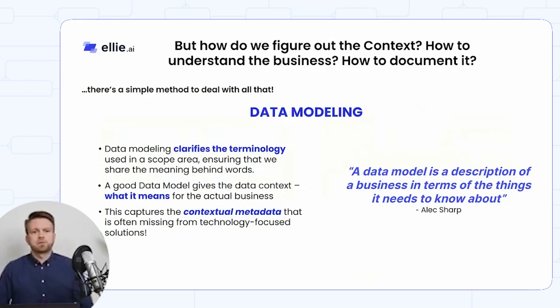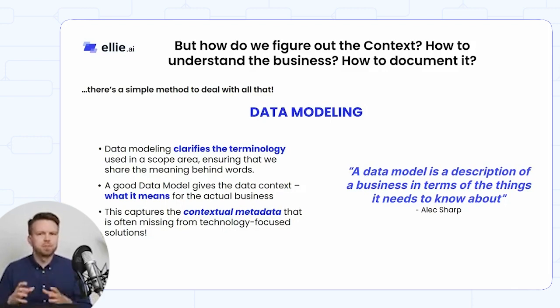Okay, so contextual metadata, good and great. How do we do that? How do you understand business? How do you document this business? Now we're getting, of course, to the Ellie topic, my favorite topic, data modeling. Data modeling is a simple way of doing exactly this thing. So you want to clarify the terminology. What do we mean by an invoice? What's the difference between a customer and a client? Data modeling.